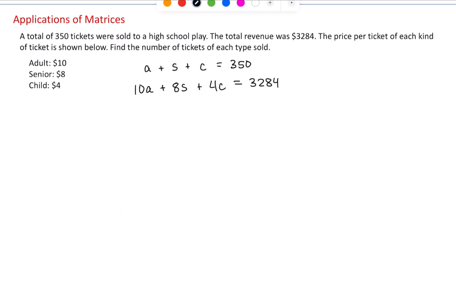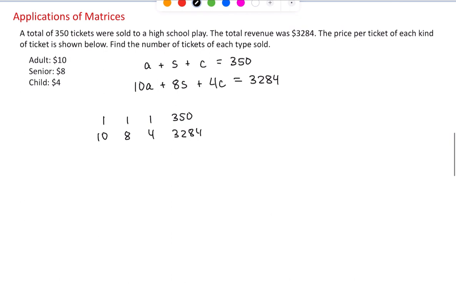I'm going to write this as an augmented matrix. We'll put the coefficients of A, then S, then C in the same order I have the equations. So we have 1, 1, 1, and 350. And then we have 10, 8, 4, and 3,284. And this is an augmented matrix. Notice the coefficient matrix right here is not square, so we cannot calculate a determinant.